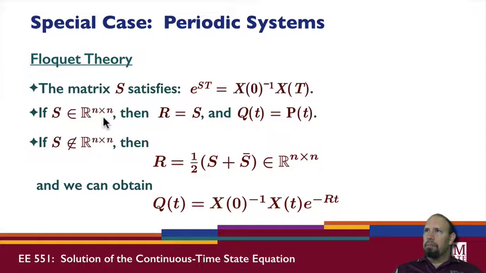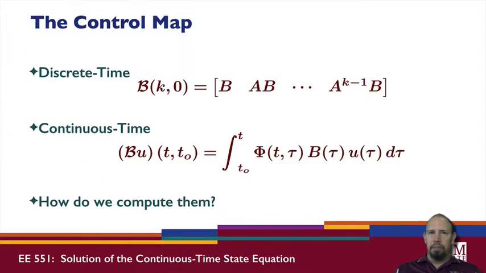If S is real, so this whole thing doesn't necessarily guarantee that S is going to be real, then R is equal to S and Q is equal to P. If S is not real, then we can show that R is given by this expression, S plus S conjugate over 2, and Q can be written by this expression, X0 inverse X of t e to the minus Rt. So anyway, that's a special case for periodic systems using something called Floquet theory.